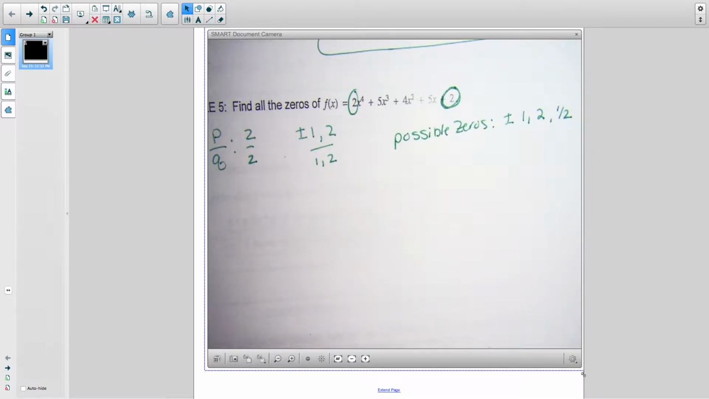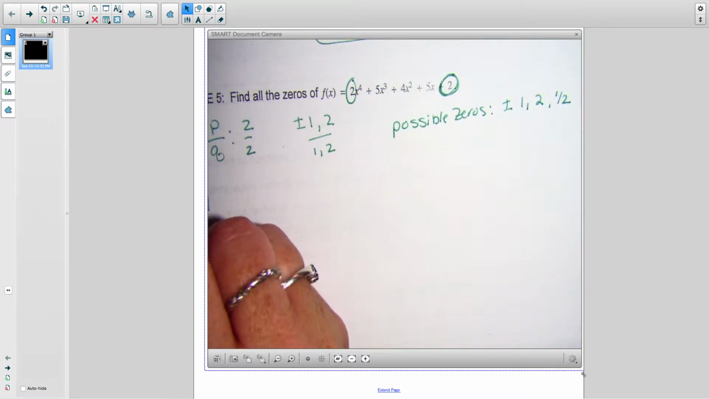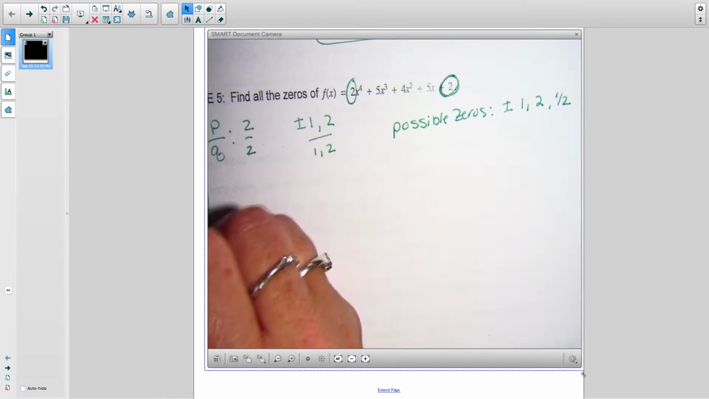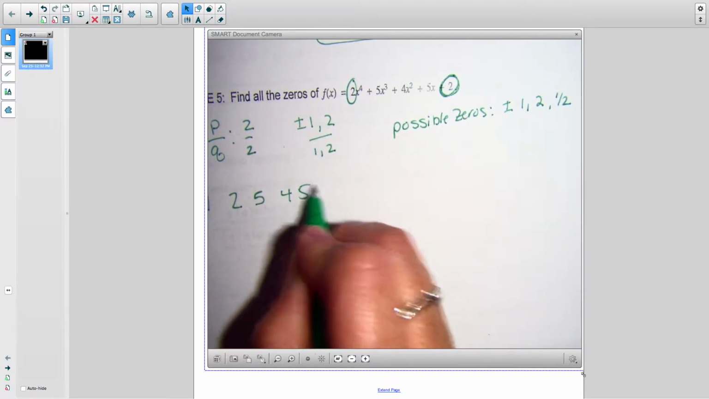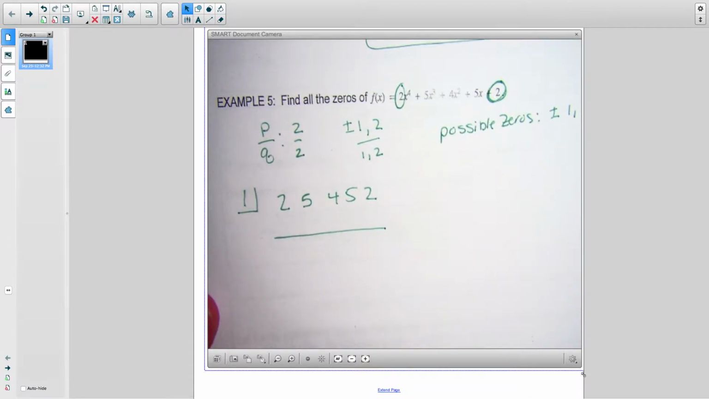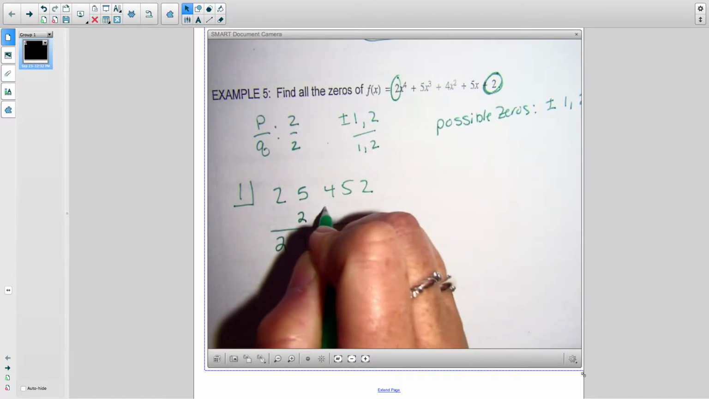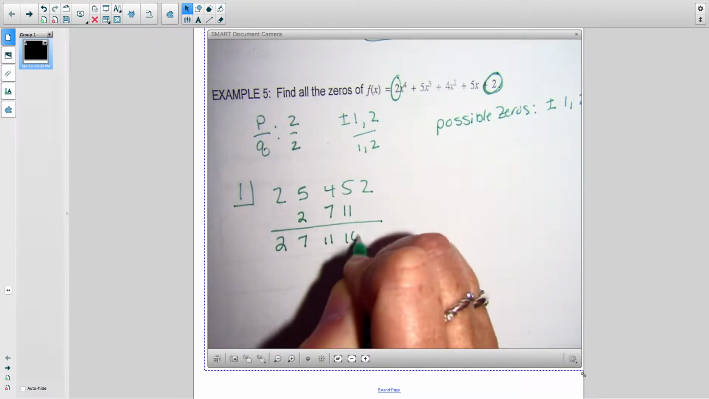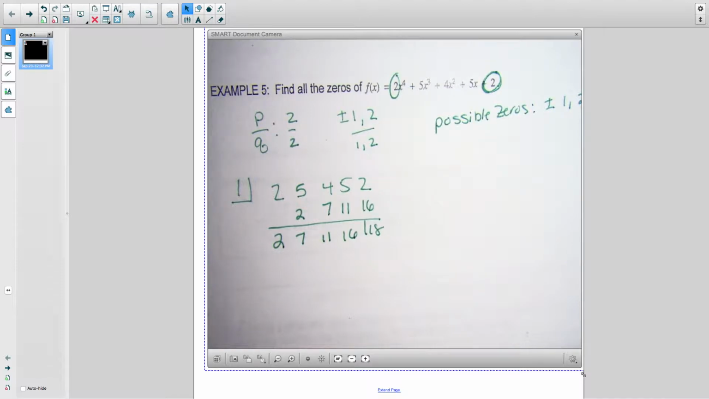So now we're going to do synthetic division. It doesn't say to use a graphing utility, so we're not going to. We're going to do it longhand. So we need to do synthetic division, and we need to try all these. So let's start with 1. Across the top is going to be 2, 5, 4, 5, and 2. Then 2, 7, 11, 16, and 18. So is 1 a possible zero?